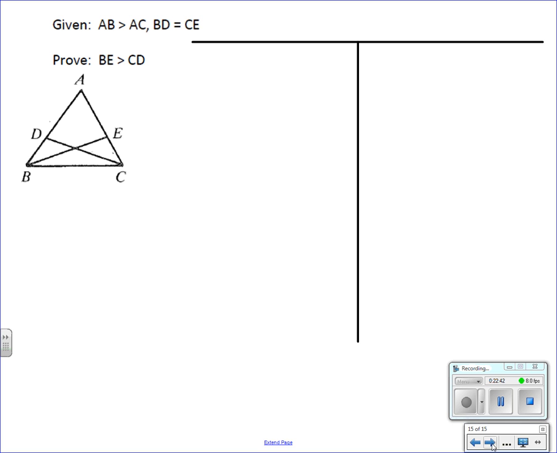Our last example is a proof. And our given: AB is greater than AC. And BD is equal to CE. That's given. So AB is greater, so I'm going to mark it with 2, than AC, which is 1. I'm trying to prove that BE, this side here, is greater than CD.